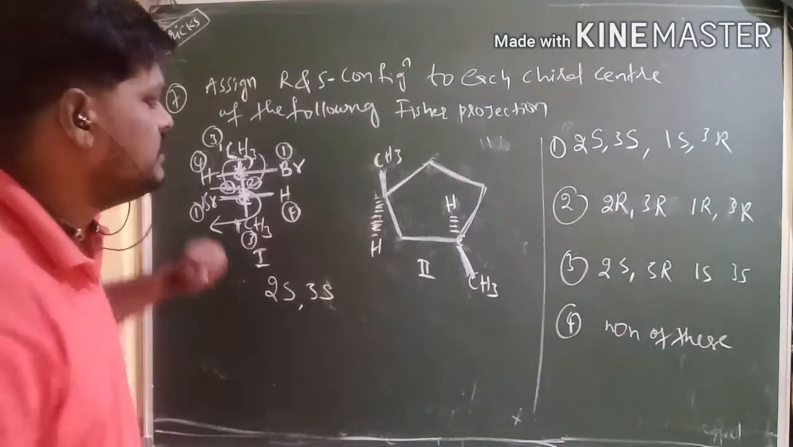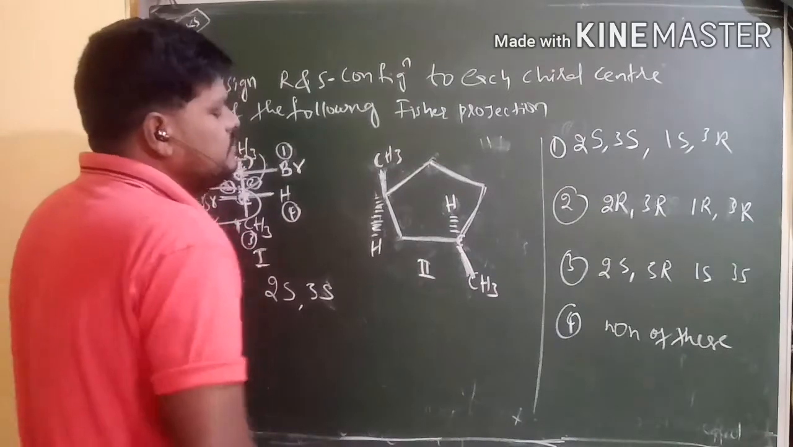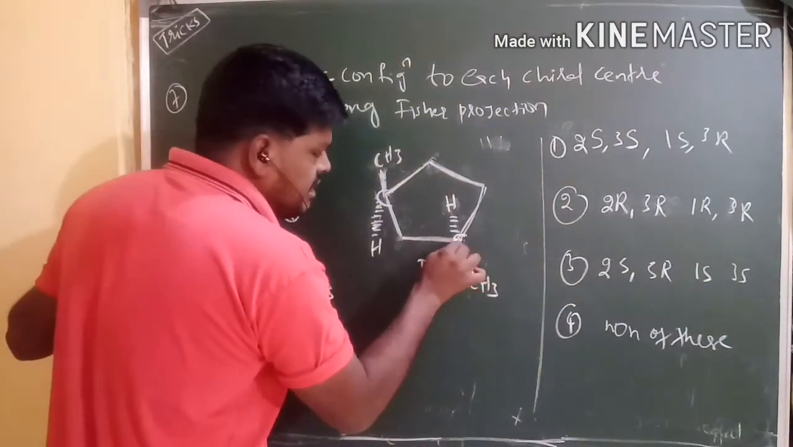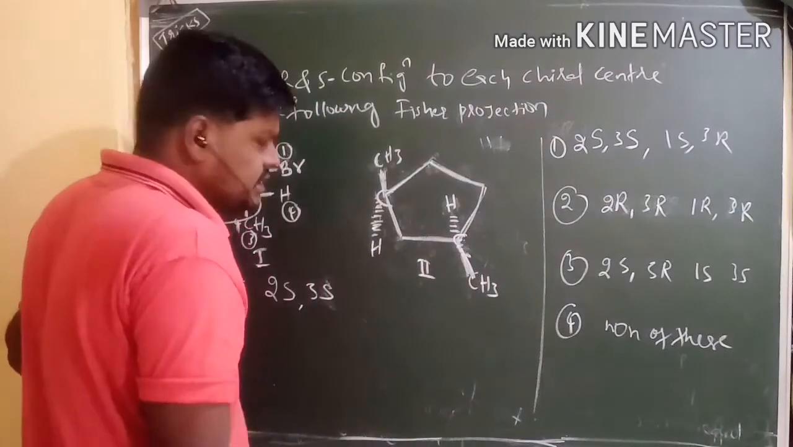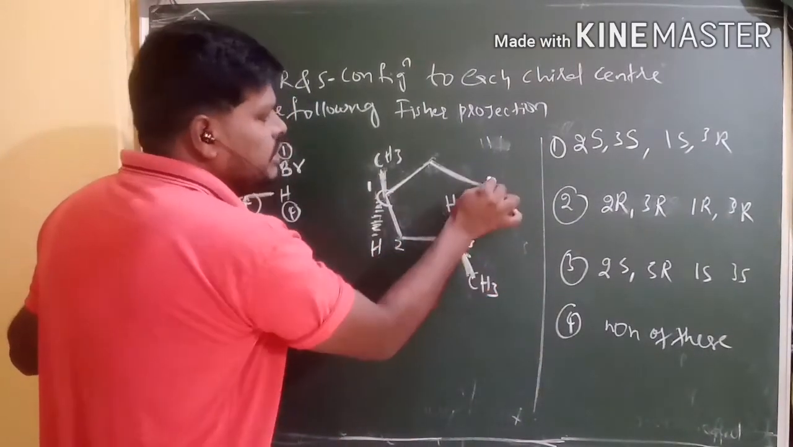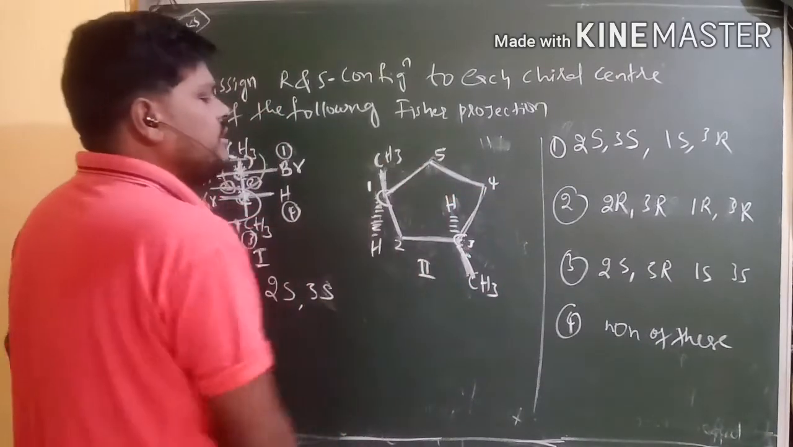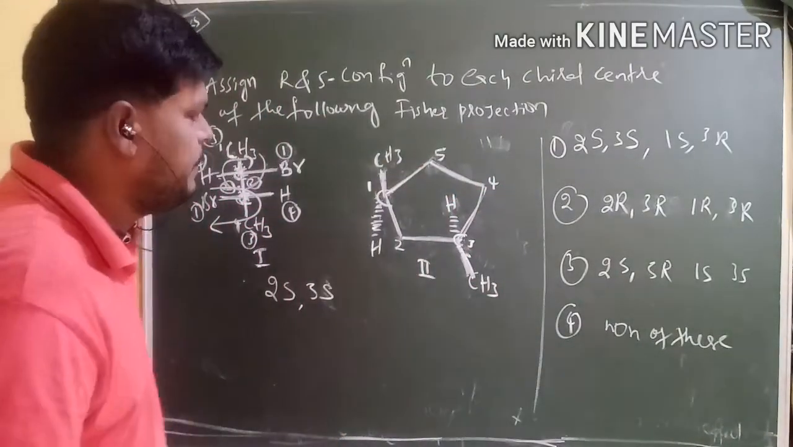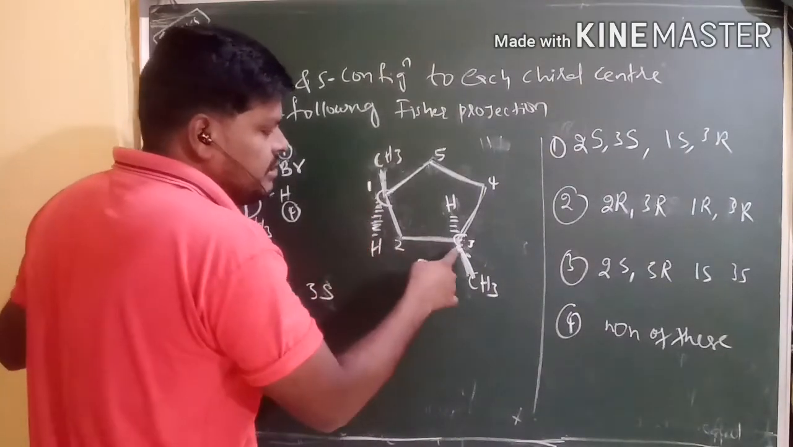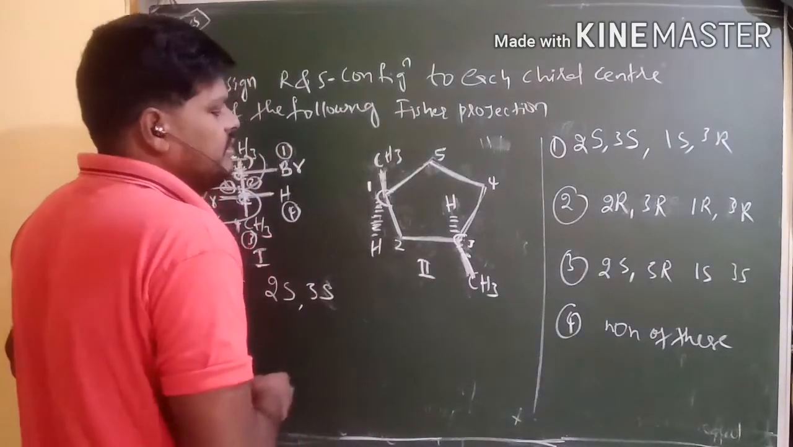Right. Next, coming to this one. Here, this is a chiral center, and this is a chiral center. What is the numbering, sir? 1, 2, 3, 4, 5. So 5 is the longest chain. The first carbon is a chiral center and the third carbon is a chiral center here.